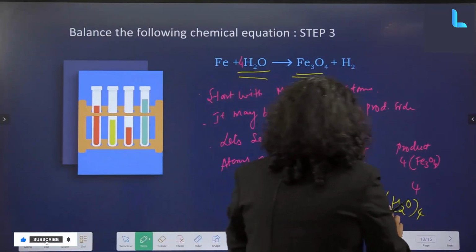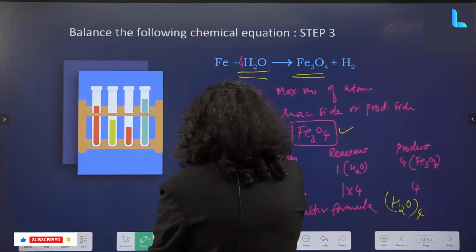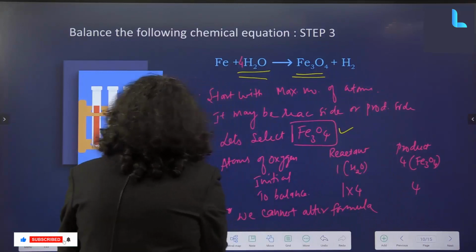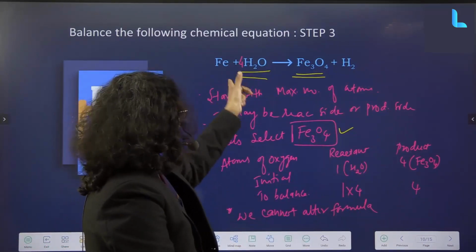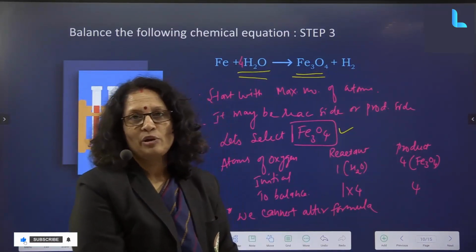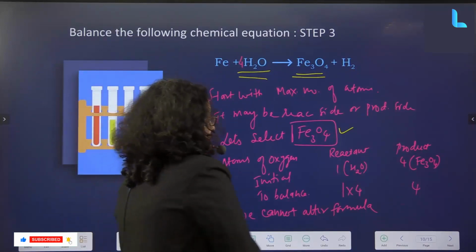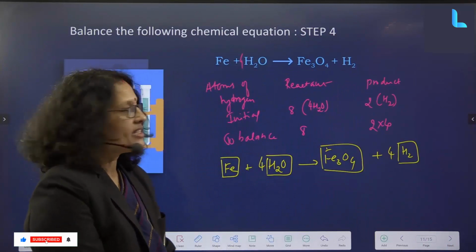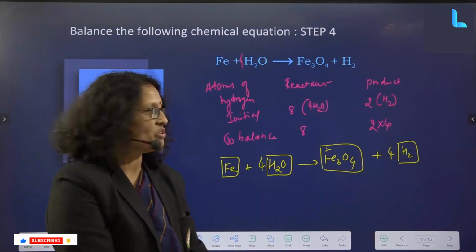So we cannot alter any formula, or we should not be making any changes inside the box. We should do it only with the given box. Outside we can write a number and multiply by a suitable number, okay. Now let's see the next step. What is step 4? Step 4, we have balanced oxygen.